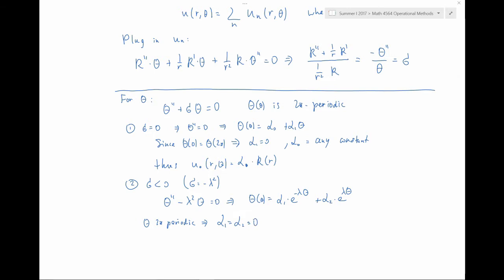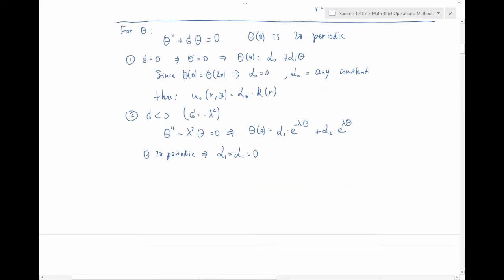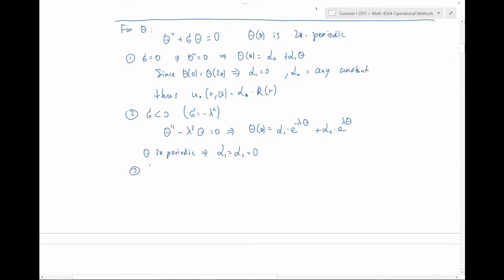There is no way that these two exponential functions will make anything 2π periodic unless alpha 1 and alpha 2 are 0. The last possibility is when sigma is positive. Say sigma is positive lambda squared. The equation reads Theta double prime plus lambda squared Theta equals 0. We already know that the solutions have to be sines and cosines.